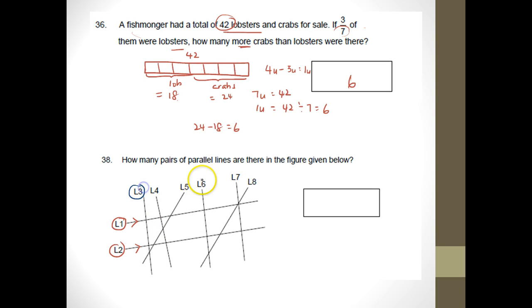Can you see the L3 and L6? They are also parallel lines. Okay, any more parallel lines? Yes, L6 and L7 is also another parallel lines. Any more? L3 and L7, they are also parallel lines. So this is 1, this is 2, 3, L3 and L7 is 4. The last one is L5 and L8. So this is 5 sets of parallel lines, right?